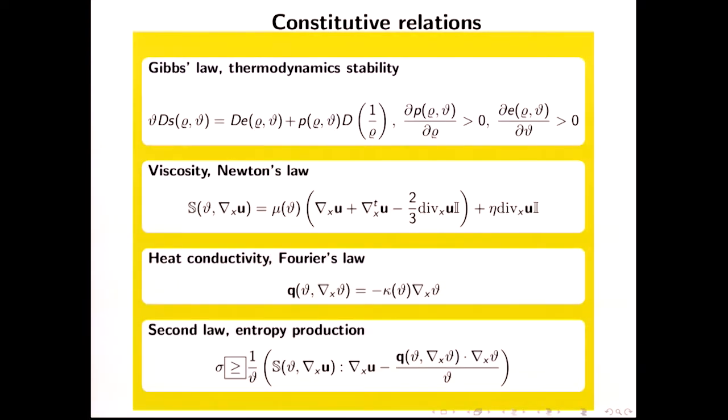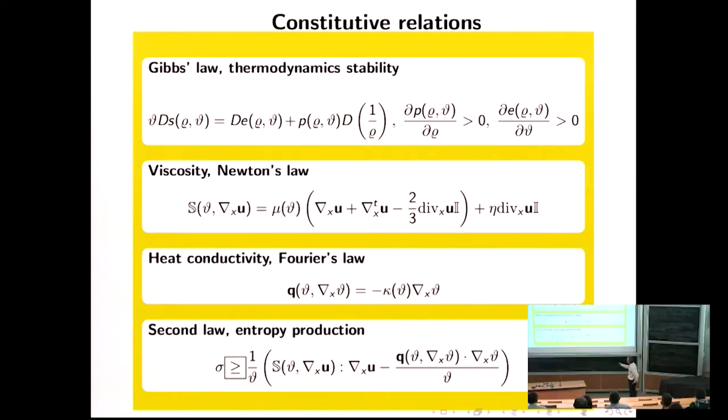So maybe I should mention for definiteness that we have some constitutive relations. First of all, I assume the usual Gibbs law, which relates the internal energy, the pressure, and the entropy. We assume the fluid is Newtonian, so we have a linear dependence of the viscous stress on the velocity gradient. These coefficients in the future are allowed to depend on the temperature, at least this is allowed by the existence theory. We also assume that the heat conductivity is given by the Fourier law.